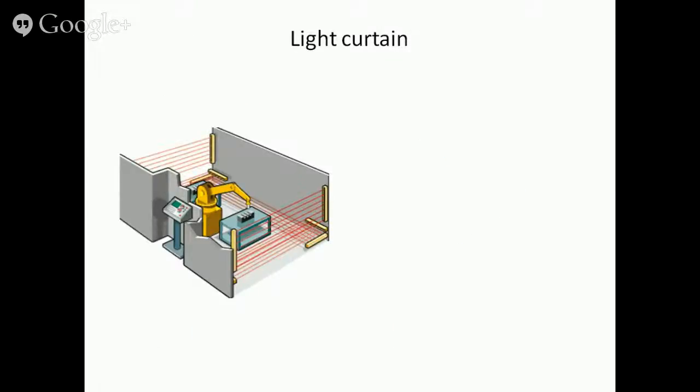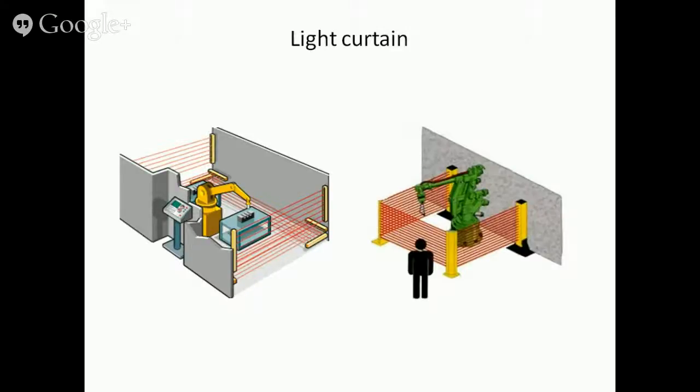This cell combines safety fences, at the backside and in front, with vertical and horizontal light curtains. Whereas this cell provides safety on three sides with light curtains deviated by mirrors.